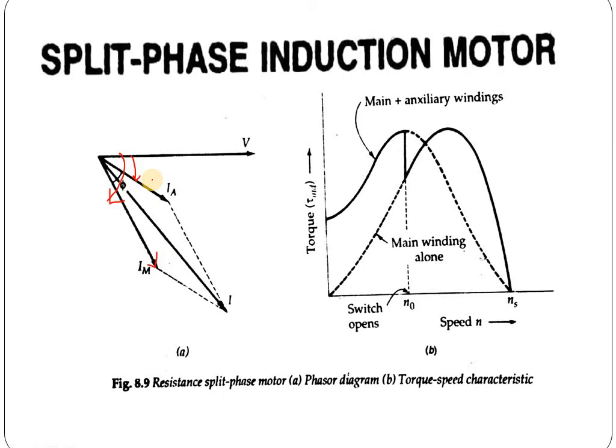The resultant of these two currents, IA and IM, is I, and there is a phase difference of just about 30 degrees between the two. So that much phase difference is created in a split phase induction motor, and due to the unequal field production, the rotating magnetic field which is created is non-uniform in nature. The main thing we will see is the torque speed characteristics.